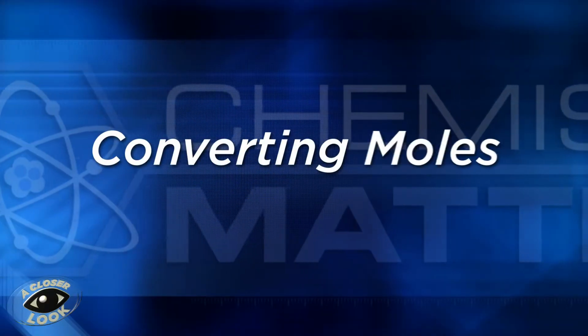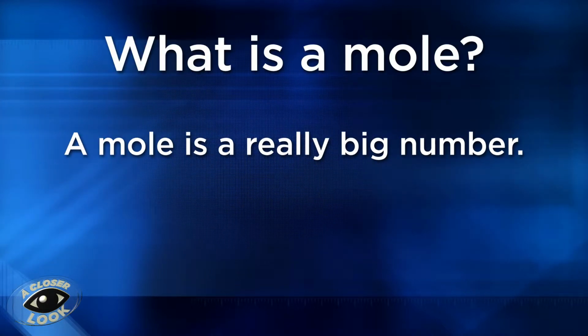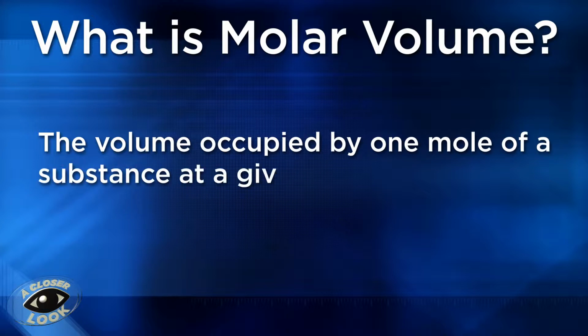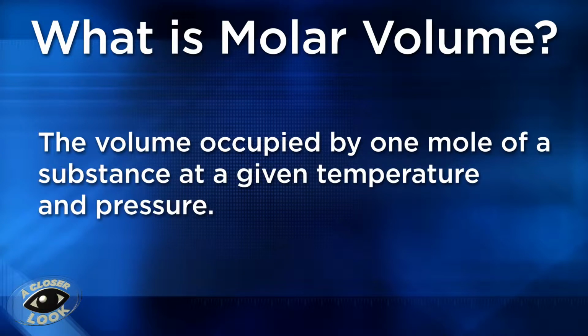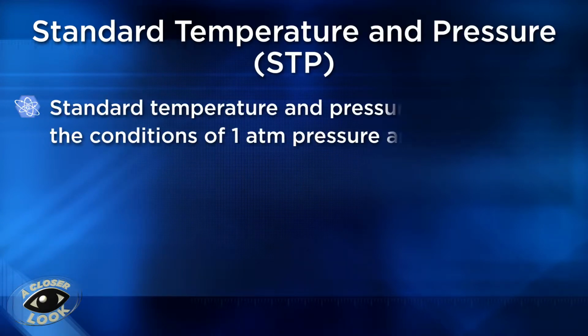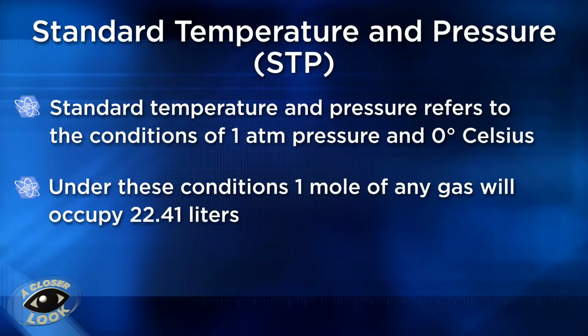In this closer look, we'll focus on converting from moles to volume. As a reminder, a mole is a really big number, 6.02 times 10 to the 23rd to be exact. Molar volume is the volume occupied by 1 mole of a substance at a given temperature and pressure. Standard temperature and pressure, or STP for short, refers to the conditions of 1 atmosphere pressure and 0 degrees Celsius. Under these conditions, 1 mole of any gas will occupy 22.41 liters.